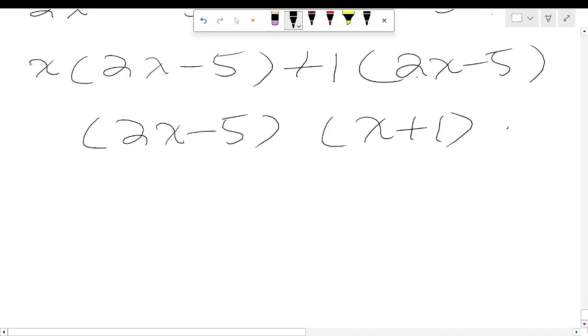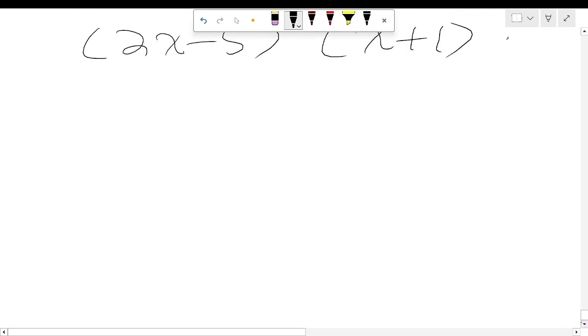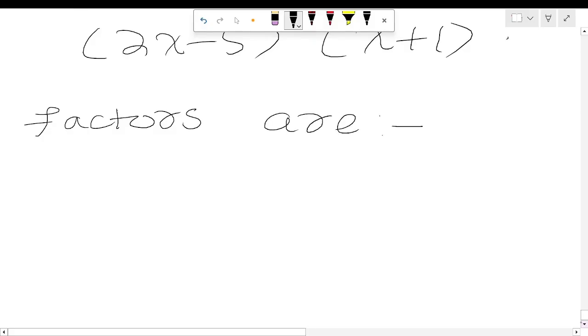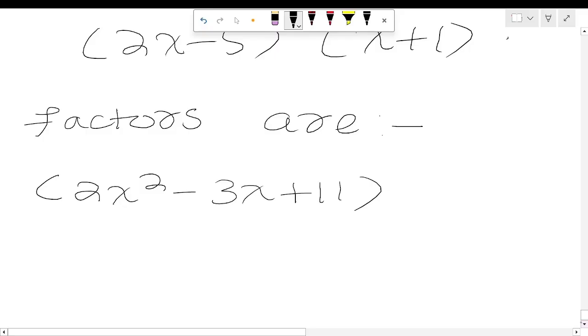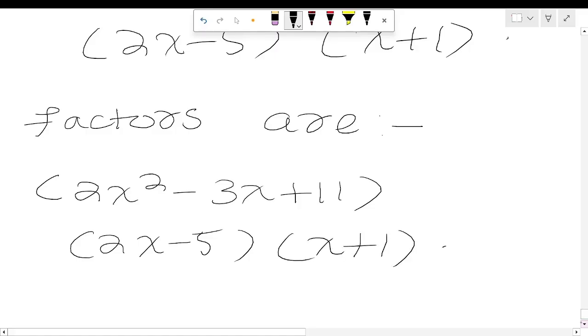So in the end, we will conclude by this answer that the factors are, and we will state all of the factors that we found. So the first factor that we found was for the quadratic expression a plus 11. So that was 2x square minus 3x plus 11. What will the second factor be? It was 2x minus 5 and it was x plus 1. So this is our final answer for question number 30.